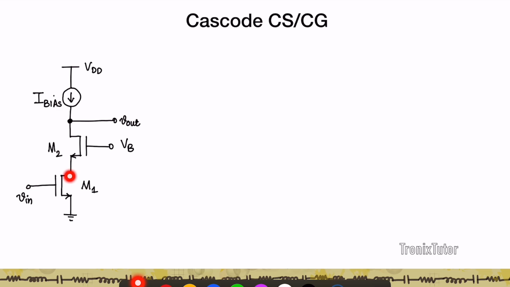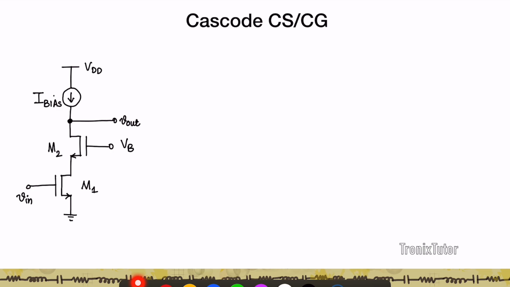So if you look at M1, M1 has an input at the gate, between the gate and source. You take its output from its drain. So M1 is connected in a common source fashion. M2, on the other hand, you apply an input to its source and you take an output from its drain. So M2 is connected in a common gate fashion. So here you have a signal path that goes through a common source followed by a common gate configuration.